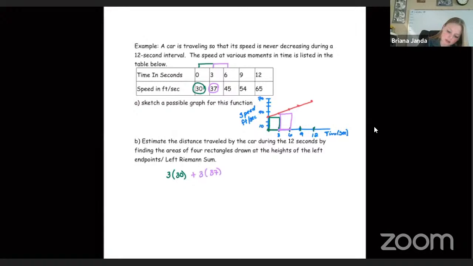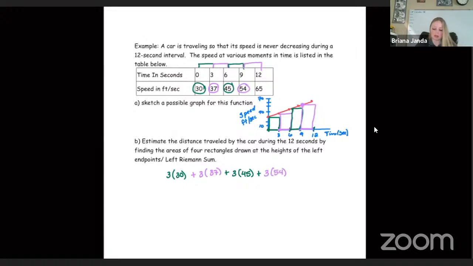Next one, here's my base of 3, height using left side. Oops, I didn't draw that very good. Should be at the height of 6. So here's my next rectangle. We'll use the 45. This should be our height at 9. I didn't draw this very good. So we use a height of 54.